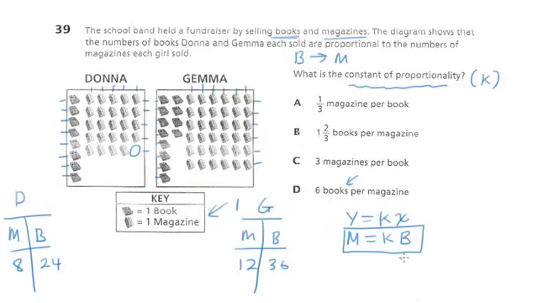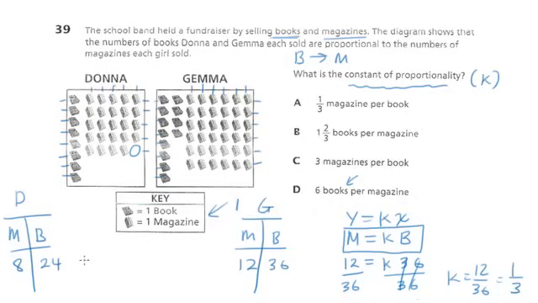Now when the books are 36, the magazines are 12 here. So therefore we've got to think what number times the 36 would give us a 12. And so sometimes we might be able to see that it's 1/3, or we could solve by just dividing by the 36. So in this case K equals 12 over 36, which actually simplifies to 1/3.